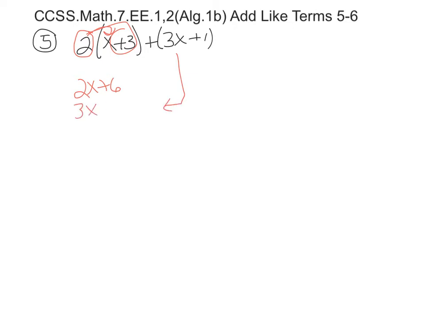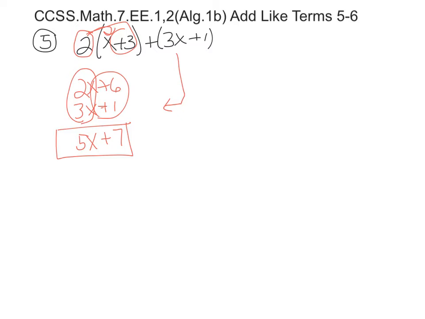So 3x plus 1. And now we can add them. They're all positive. So 2x plus 3x is 5x. 1 plus 6 is 7. And you are done. So lining up like terms.